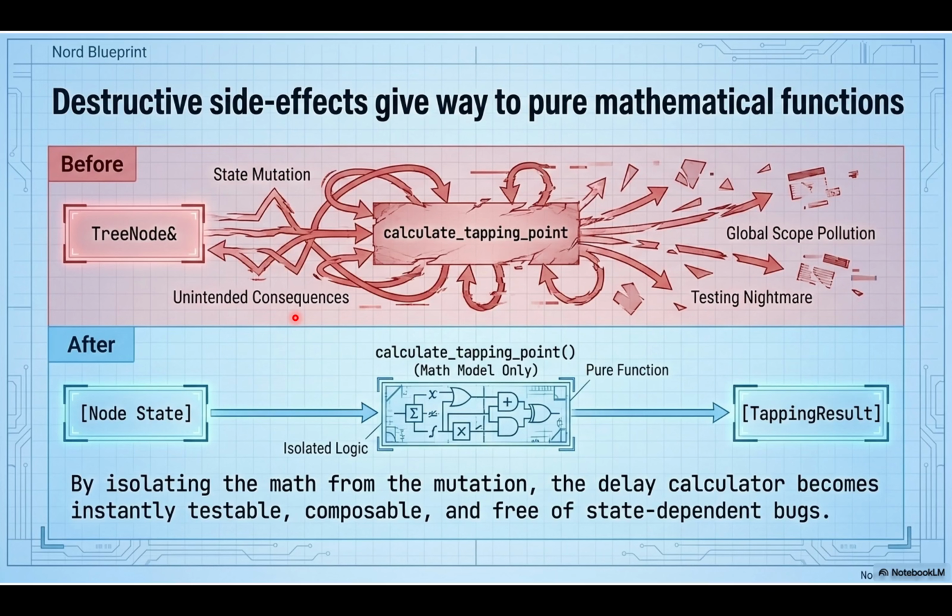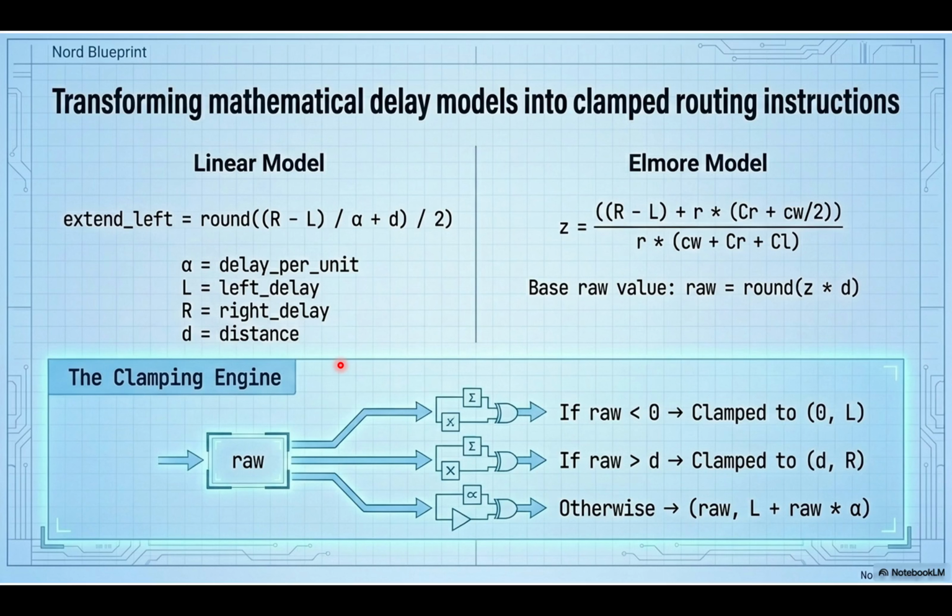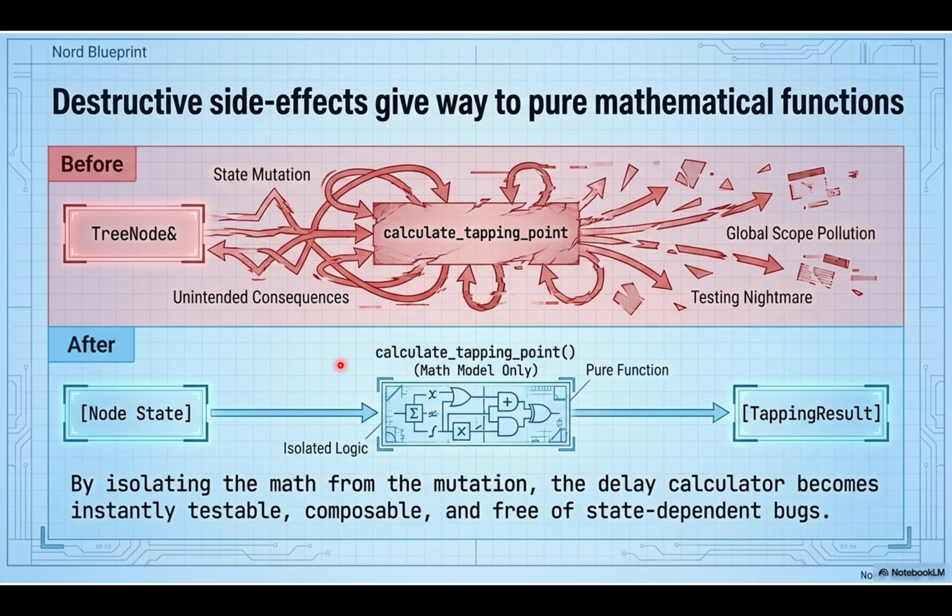And intuitively, doing 2 things at once seems faster. But in complex systems architecture, coupling computation with mutation creates what programmers call side effects. Side effects, okay. And it becomes an absolute nightmare to test, debug, or reuse that piece of code. Think about it like hiring an architect to calculate the square footage of your living room. Okay, I'm with you. You ask them for the measurement, right?